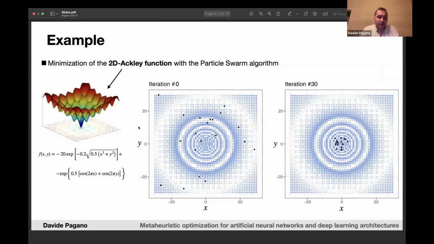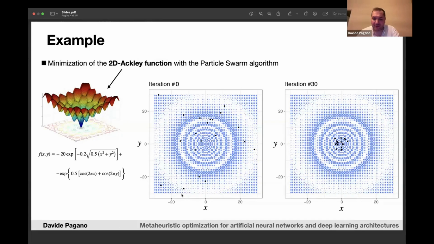Here we see an example of a metaheuristic algorithm in action. In this example, we want to find the minimum of this function. This is a pretty famous benchmark function for optimization algorithms, the two-dimensional Ackley function, which, as you can see, has a lot of local minima. The global minimum is located here at the center, for x and y equal to 0.